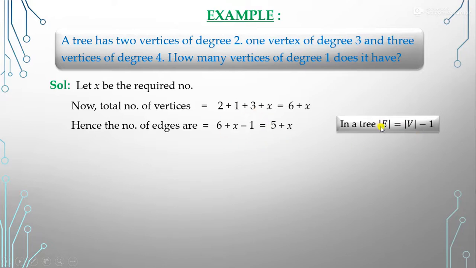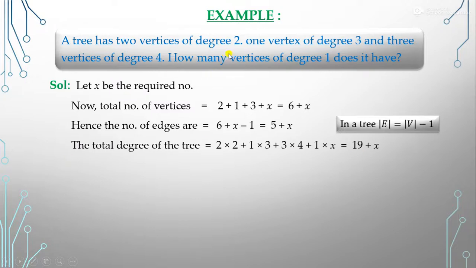And why? Because we know that in the tree the number of edges is equal to the number of vertices minus 1. Now, total degree of the tree. What is the degree here? 2 vertices have degree 2, so total degree is 2 multiplied by 2. One vertex has degree 3, plus 1 multiplied by 3. 3 vertices of degree 4, so 3 multiplied by 4. And x vertices have degree 1, so it is 1 into x. So when we calculate, it becomes 19 plus x, the total degree of the tree.